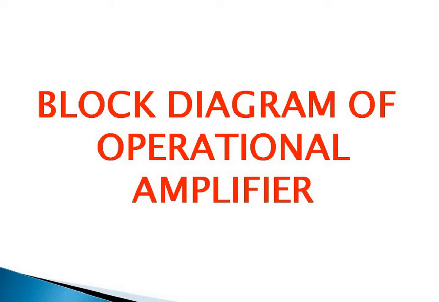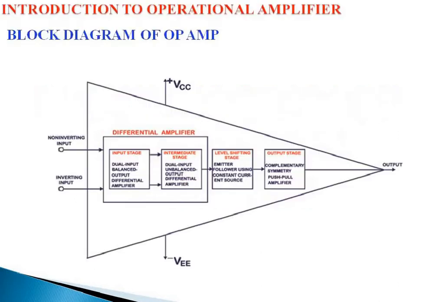The topic is block diagram of operational amplifier. So this is the block diagram of op-amp. Here we can see this is the symbol for op-amp. In the internal circuit we can see that 4 blocks are coming.